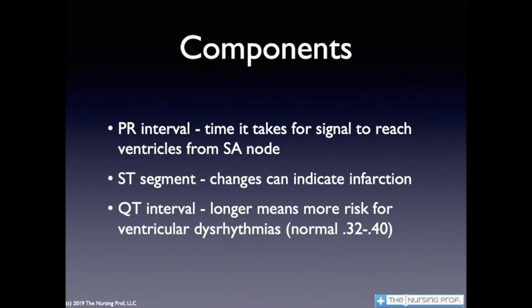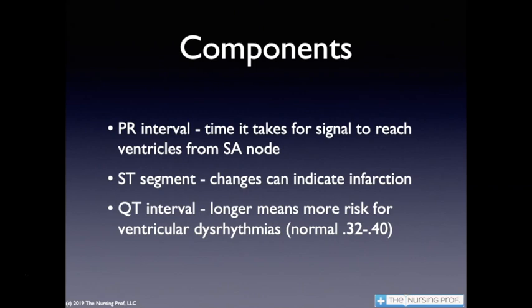Additional components that we look for when we're looking at an EKG include the PR interval. That's the time it takes for the signal to go from the atria to the ventricles. So between the P wave and the R wave, atria to ventricles. The ST segment is our segment between ventricular depolarization and ventricular repolarization. Changes to that ST segment can indicate myocardial ischemia, injury, or infarction.